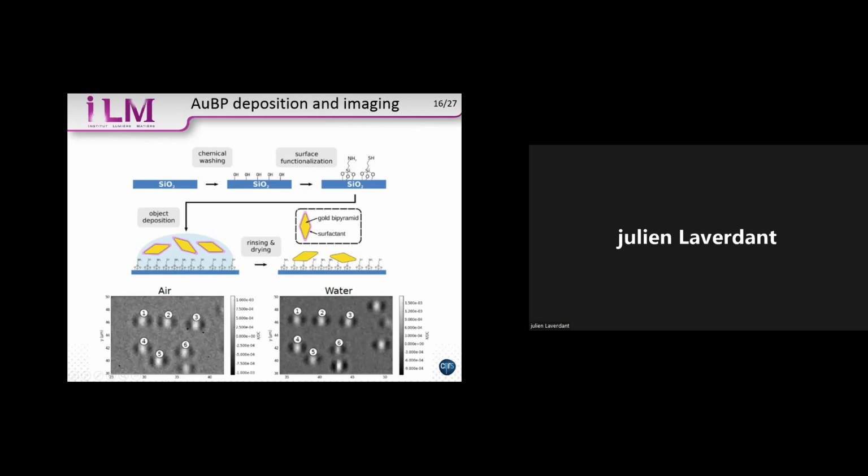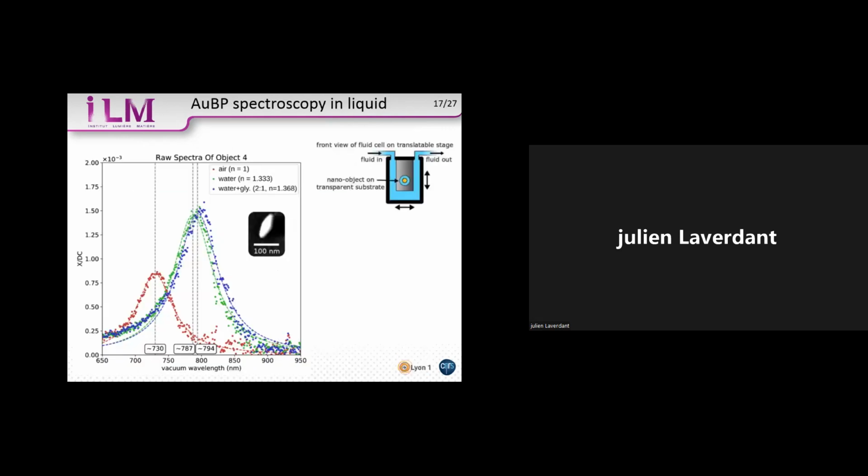So with that, what we did. First of all, we constructed a flow cell where we put the sample into a liquid. Why do we do this? Because we want to control the local index. So we put everything in water, for example, or glycerol, for example, for test.